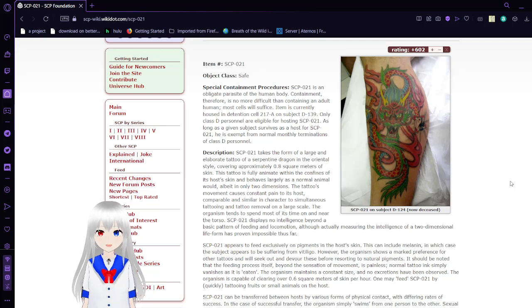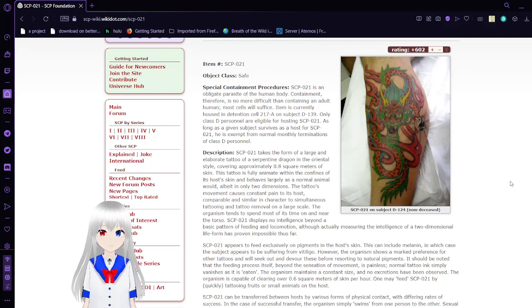As long as a given subject survives as a host for SCP-21, he is exempt from normal monthly terminations of D-class personnel. Should probably explain that. Basically, the D-class are ex-death row inmates that are now used as test subjects and grunt work for the SCPs, that can at any time be terminated, as in murdered, and usually only serve for a month before they get terminated anyway.